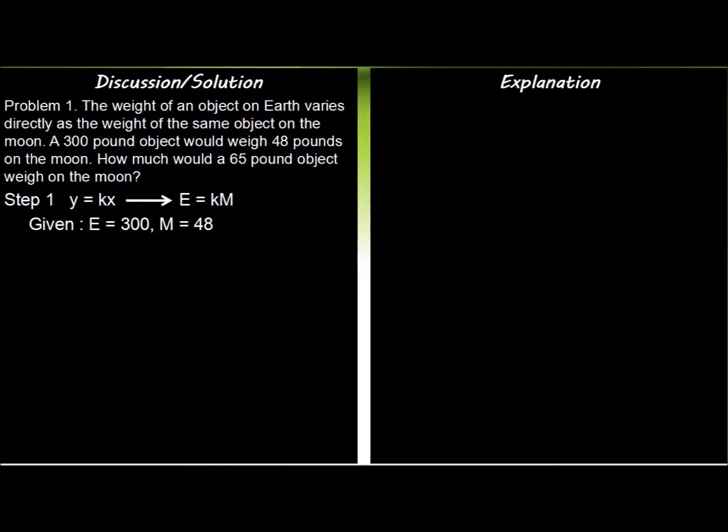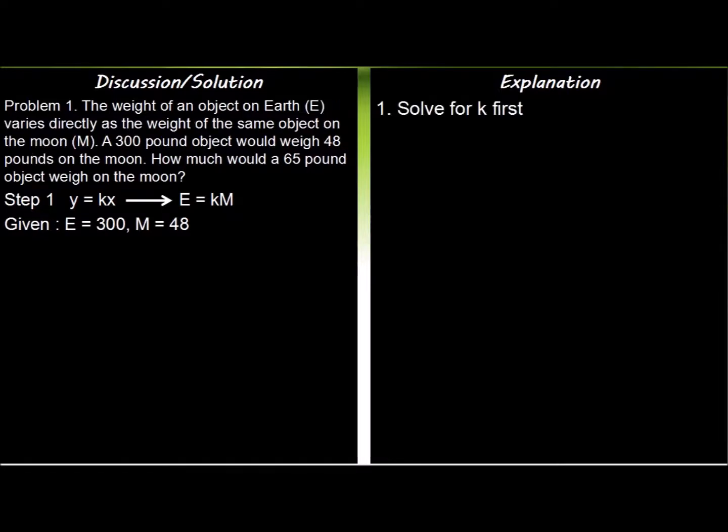So we have here the step 1. The formula is y is equal to k times x, denoted by E as for the Earth, equal to k as the constant of variation, and m is for the Moon. These are the given. E is equal to 300 and m is equal to 48. Now we have to solve for k first.